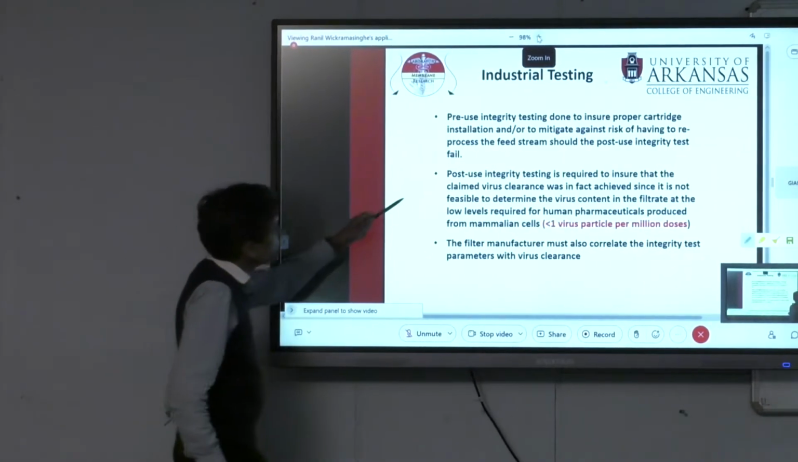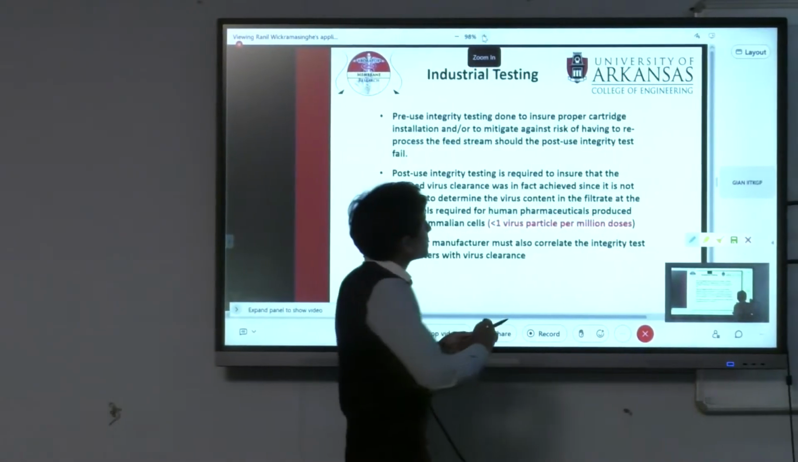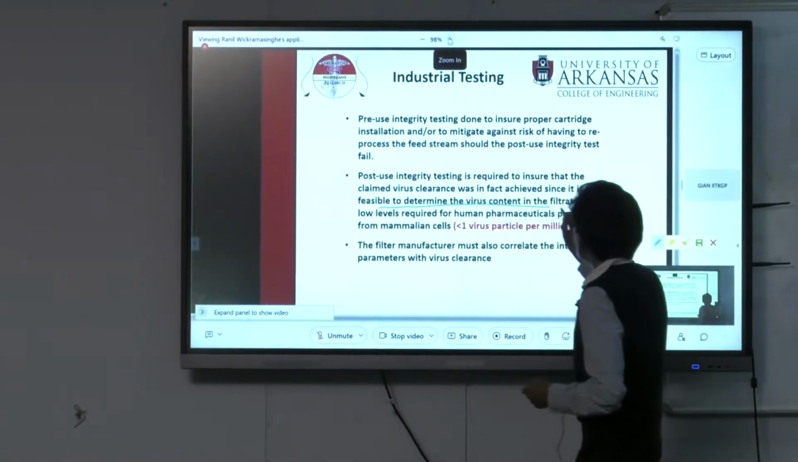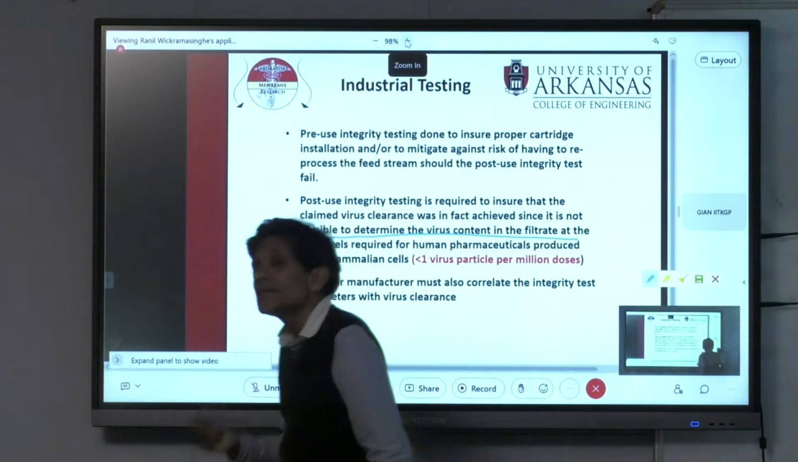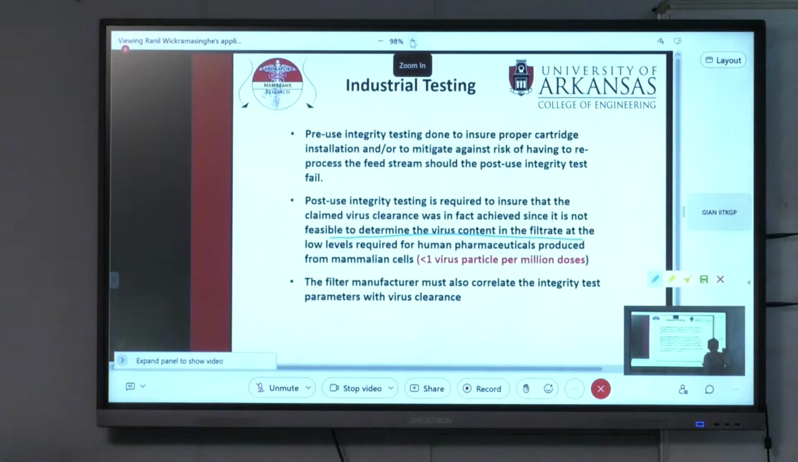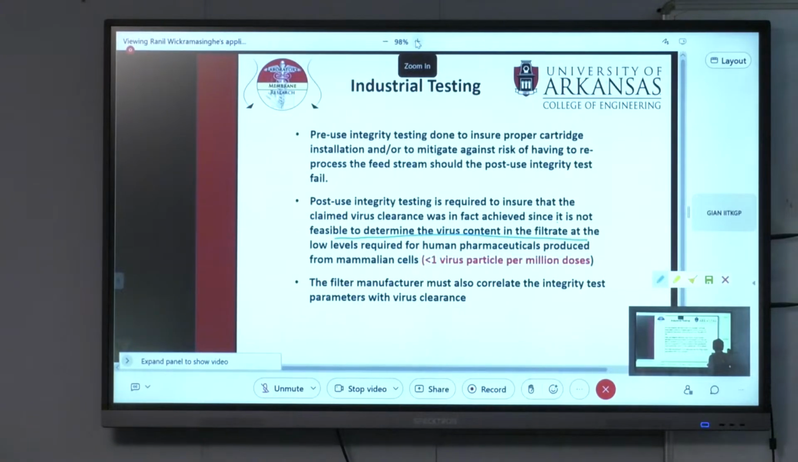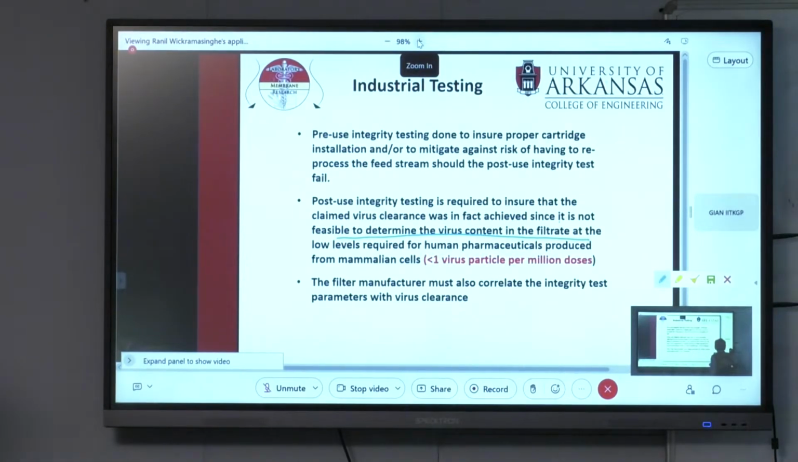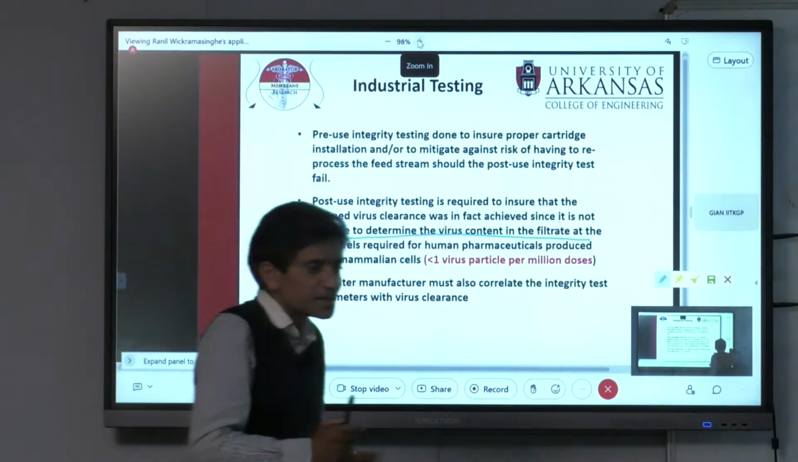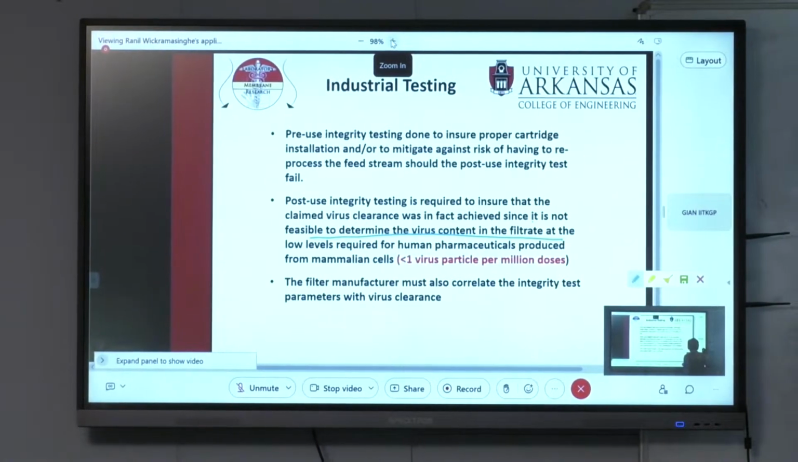And then you've got to do the post-integrity test, which is required to ensure that the claimed virus clearance was in fact achieved, since it is not feasible to determine virus content in the filtrate at the low levels required for human pharmaceuticals. The fact is that there may not be any virus there. So you can't take a fraction of your product and test it for virus clearance, because that won't tell you anything. There could be virus, there may not be, it may be below the level of detection, you just don't know. So what you have to do instead is say, okay, I've finished the virus filtration, this is a one-time use device, I now need to test this and make sure that it actually rejected virus.